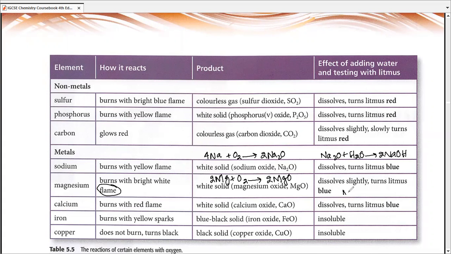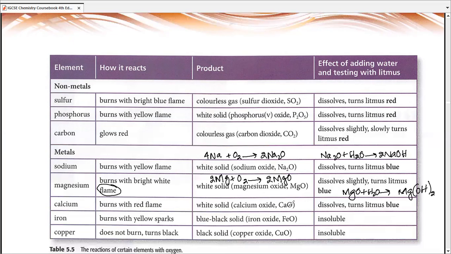but it dissolves slightly. MgO can dissolve in water very slightly to produce the hydroxide, which is actually Mg(OH)2. Unfortunately, this doesn't dissolve much, so it dissolves slightly and turns litmus paper going from red to blue very slightly. Next up is calcium, which burns with a red flame, and this is actually the characteristic of calcium as well.